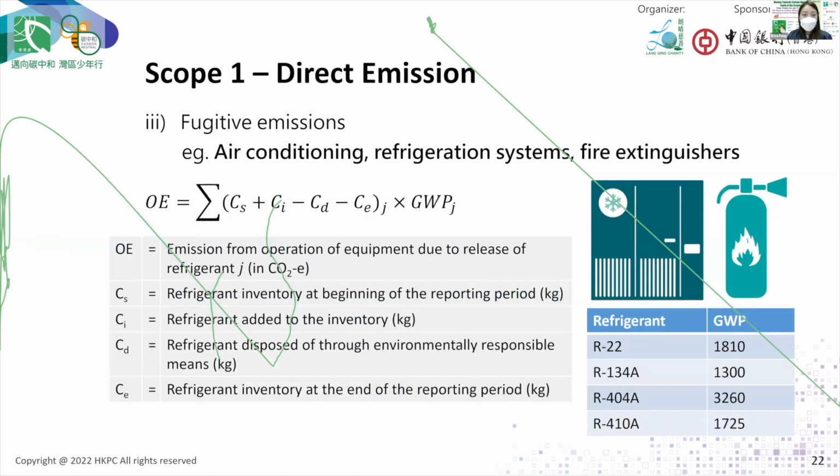The third one is the fugitive emission. It includes air conditioning or refrigerating systems or some fire extinguishers. The equation may look a bit more complicated, but the basis is similar. We only need to calculate how much refrigerant we consumed, and then multiply the amount by the emission factor to get the emission of greenhouse gases.